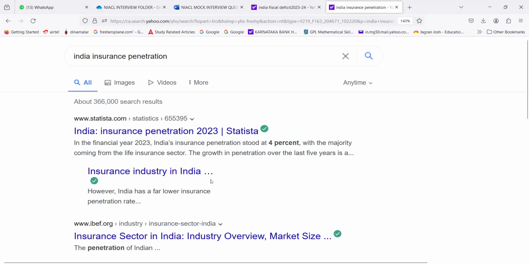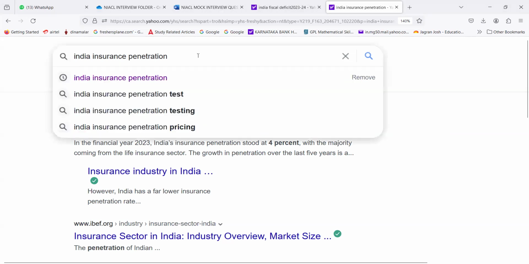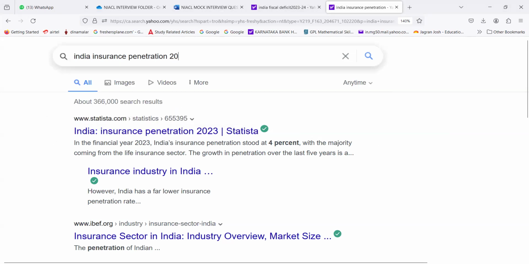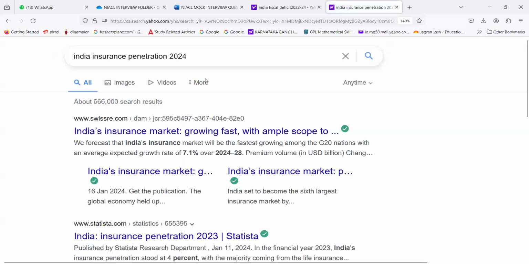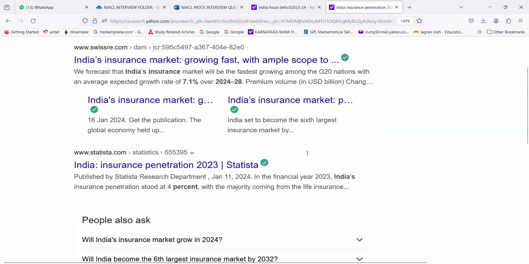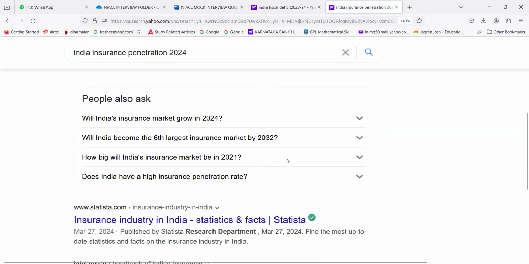I suggest you search in Google for India's insurance penetration to know how much insurance penetration has been there in India and some details about this. Did you make a search about it? India's insurance penetration, I didn't do that, sir. I'll definitely work on it. I am now on a Google page.